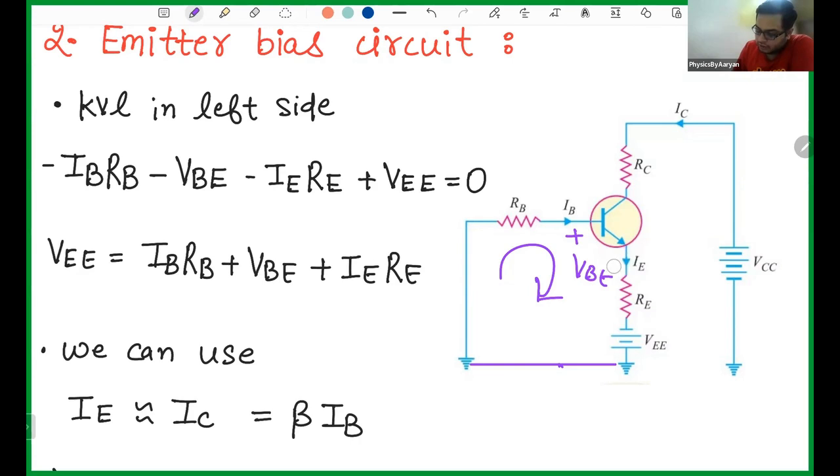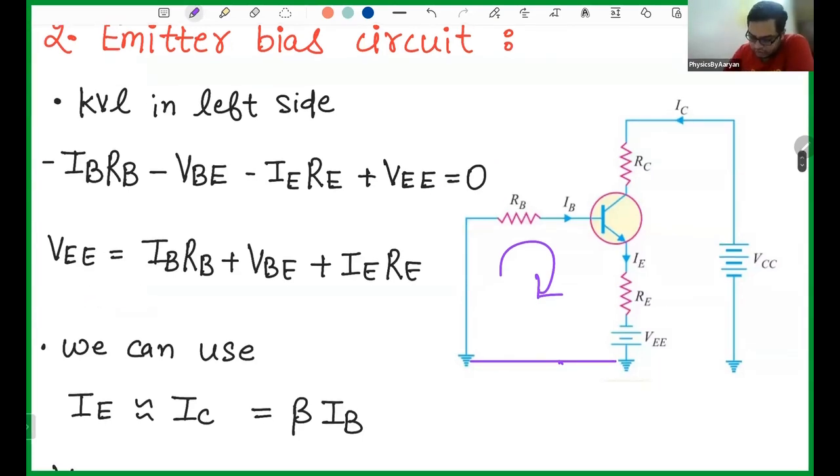Then I will come in the downward direction. So I am going like IE into RE, again minus IE into RE. And then there is this battery. I see the negative side of that first, so I will write plus VEE. And then finally I am here, so this is equal to 0. So from here VEE comes out to be this thing.